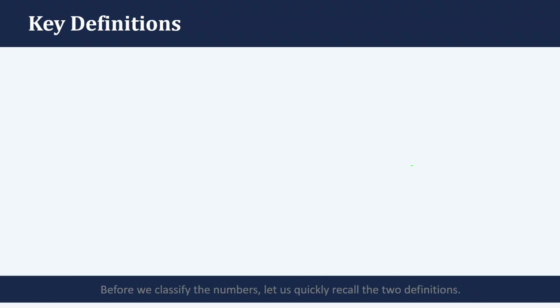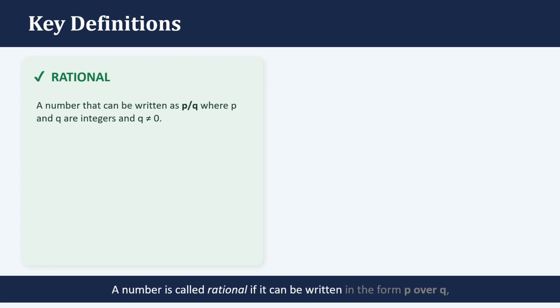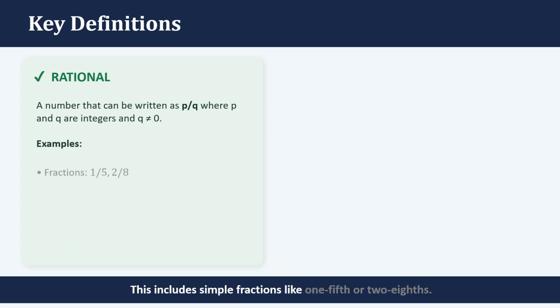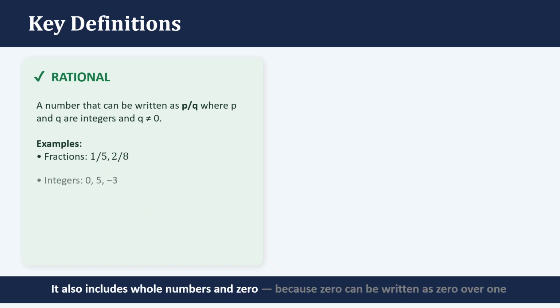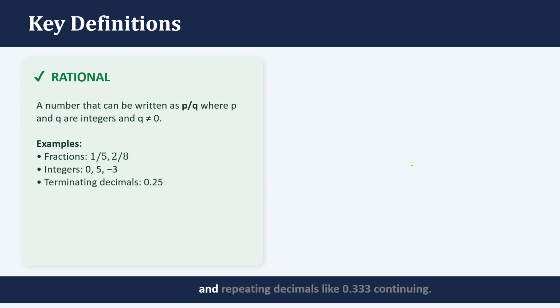Let's get started. Before we classify the numbers, let us quickly recall the two definitions. Rational numbers. A number is called rational if it can be written in the form p over q, where p and q are both integers and q is not equal to 0. This includes simple fractions like 1/5 or 2/8. It also includes whole numbers and 0, because 0 can be written as 0 over 1. It even includes terminating decimals, like 0.25, and repeating decimals, like 0.333 continuing.